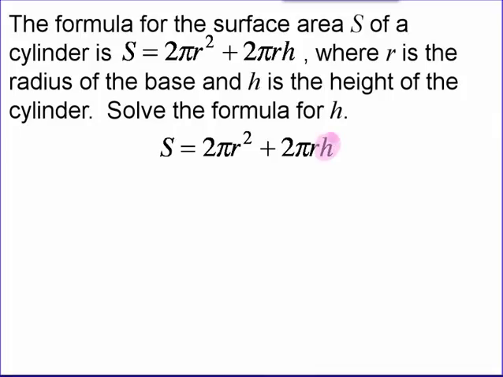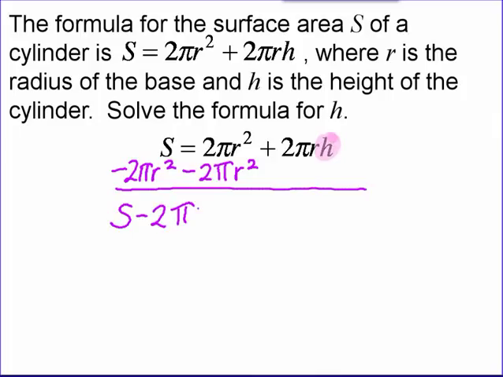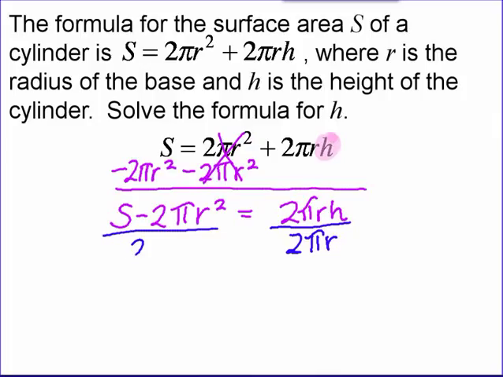So what's the first thing you're going to do? Minus 2 pi r squared. We have to get that alone. So I'm going to subtract 2 pi r squared from both sides. On the left side, I get S minus 2 pi r squared. That's going to cancel, and so that's going to leave me with the 2 pi rh. What are you going to do now? Divide by 2 pi, oops, that doesn't look like a 2 pi r. So I'm going to divide both sides by 2 pi r. So your answer is S minus 2 pi r squared, all divided by 2 pi r.